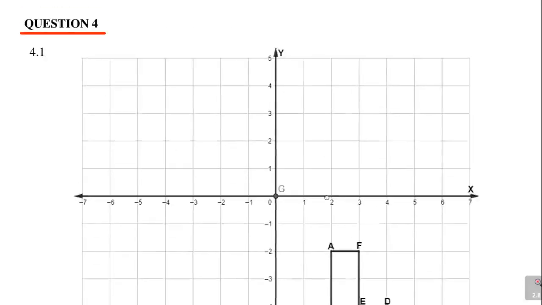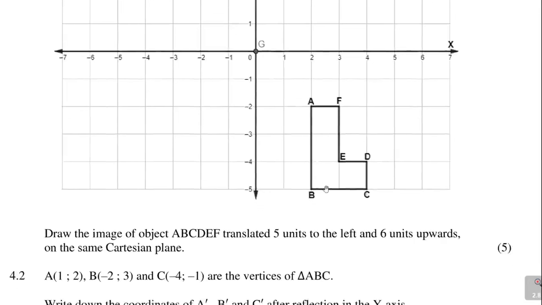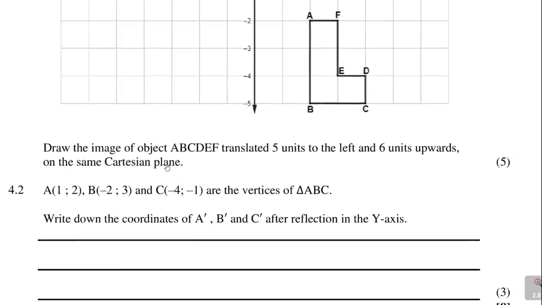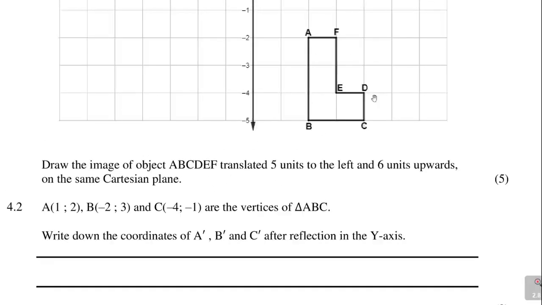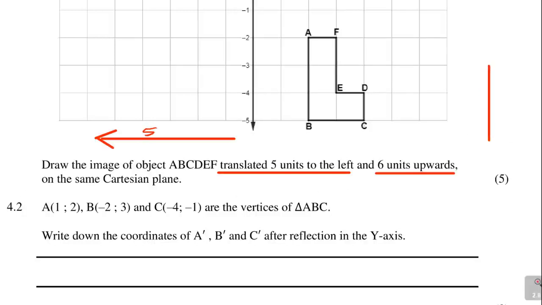So now let's look at question number 4, which is transformation. It says draw the image of the object. This is the object A, B, C, D, E, F. Translate it. This is the key now. You are translating it 5 units to the left. Which direction is the left? This direction is the left, so you're going 5 units. And then 6 units upwards. That direction is upwards, and you're going 6 units, on the same Cartesian plane.